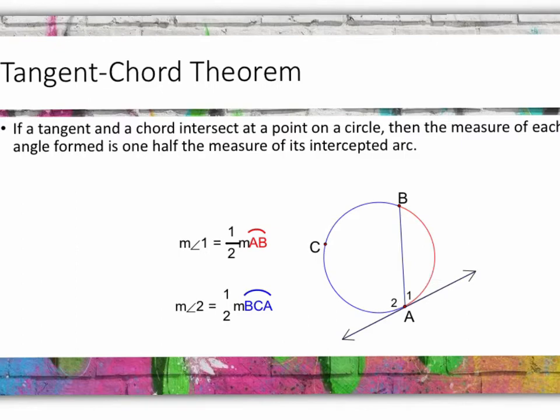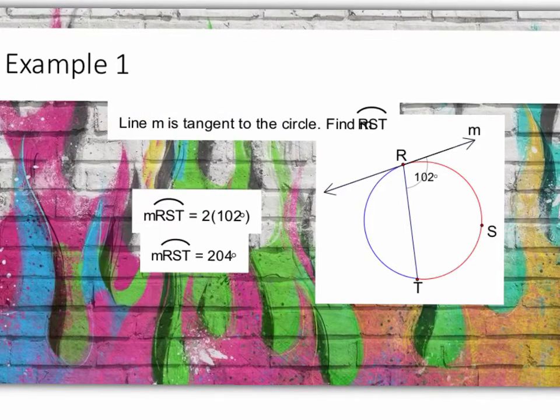And the measurement of angle 2, which is here, will be half of this arc here, BCA. So it's half of this length here. Now it doesn't look really inscribed, but technically it's still using that similar theorem for inscribed angles and their intercepted arc.